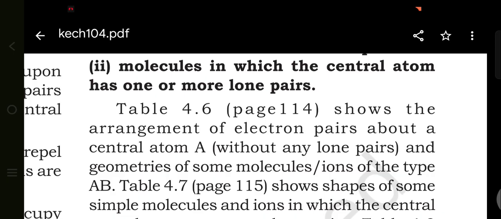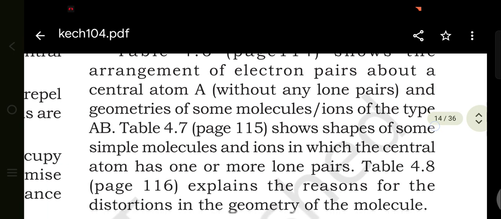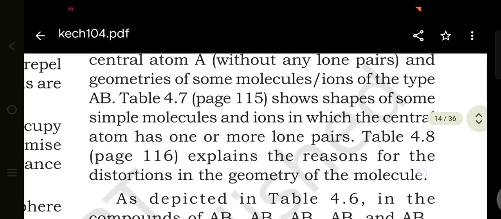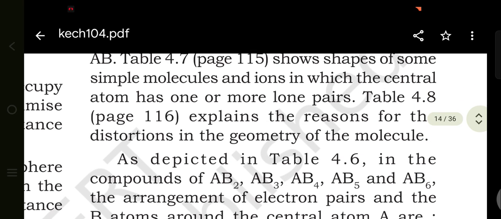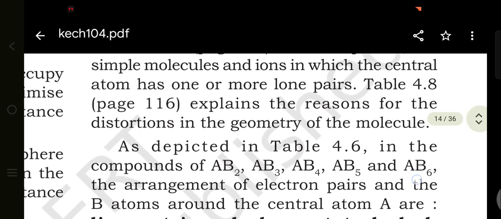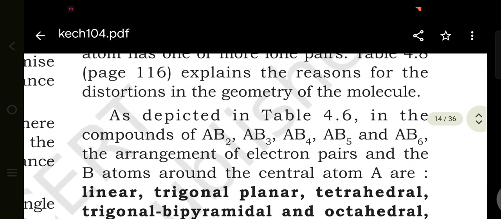A table shows the arrangement of electron pairs about the central atom A without any lone pair, and geometries of some molecules and ions of the type AB, while the other table shows shapes of some simple molecules and ions in which the central atom has one or more lone pairs, and another table explains the reasons for the distortions in the geometry of the molecule.